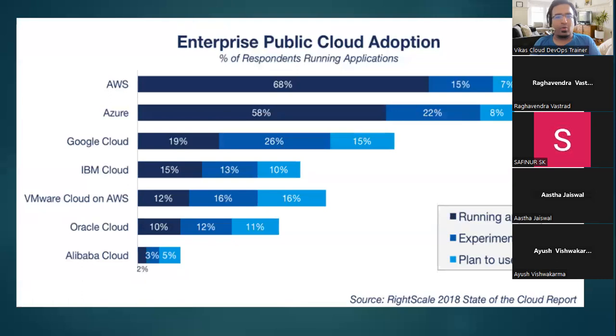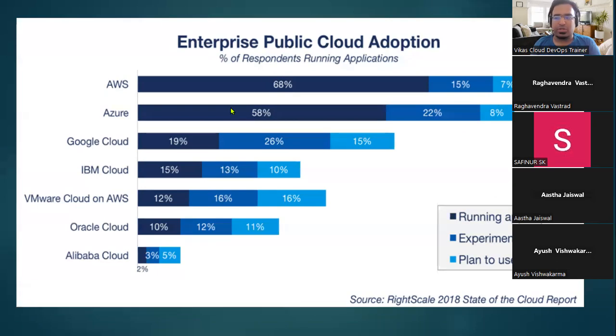Now, sir, we are aware of cloud computing. Which cloud is very popular, and why? If you see this graph, 68% of applications are running in the AWS cloud. 15% of people are experimenting with AWS and 7% have a plan to use it.